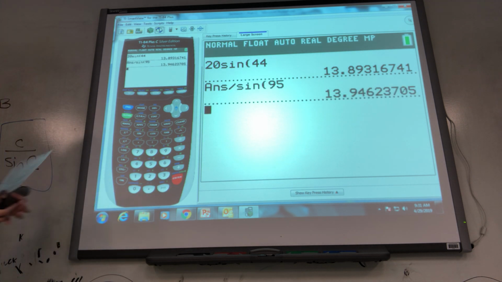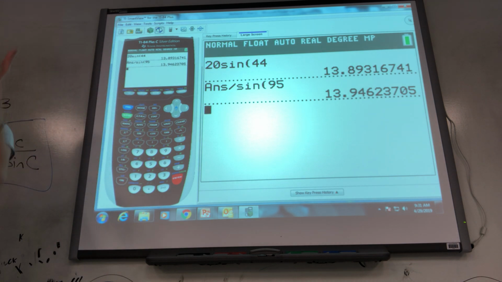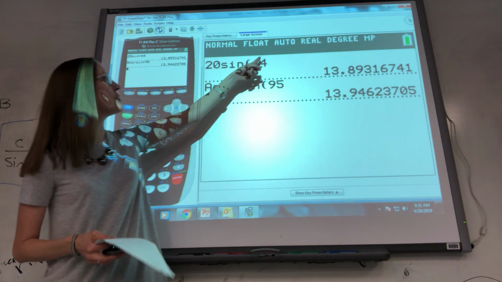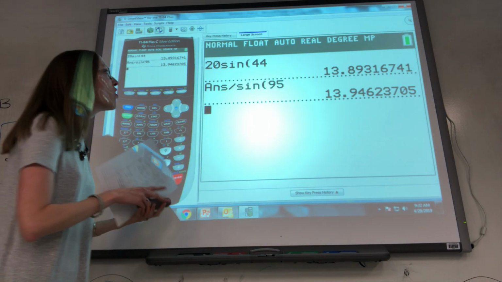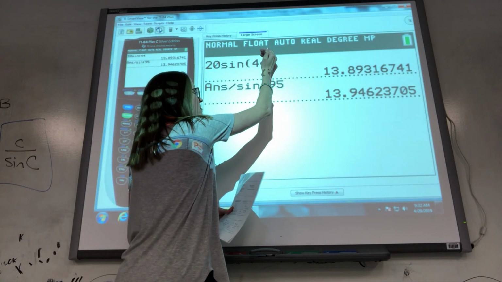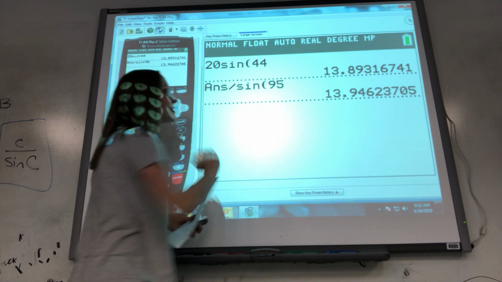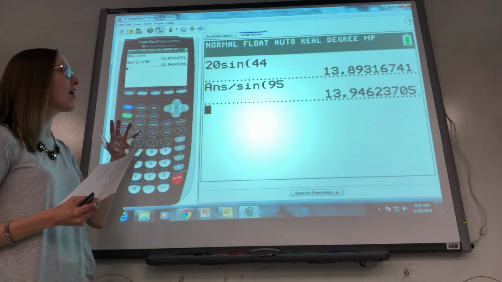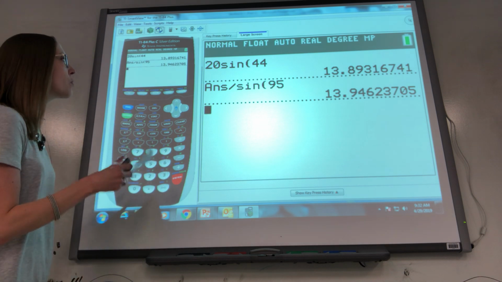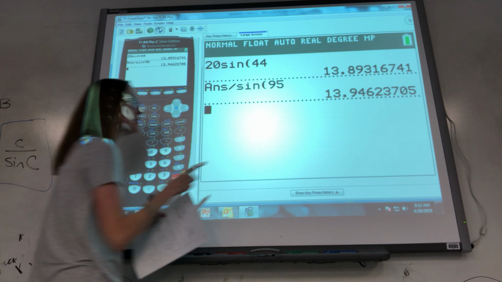The reason I like to do it like that is because if I type it all in at once, I would really have to be careful with my parentheses. I would have to close these parentheses before I hit divided by sine of 95. It will matter if you don't close your parentheses when you type it all in at once. I don't like to worry about that, so that's why I kind of do it in 2 steps.